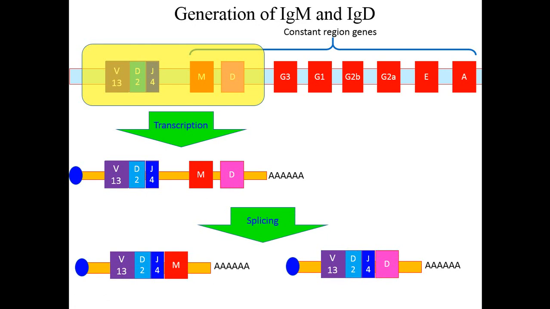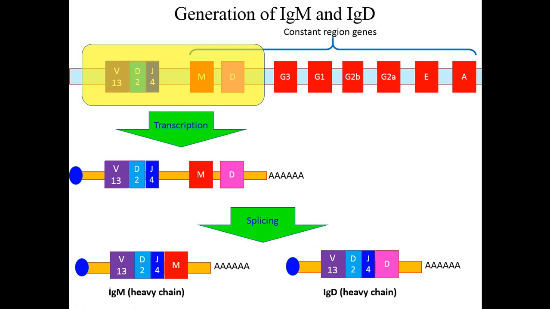So in one form, the VDJ comes next to the M, and in the other transcript variant, VDJ comes next to D. And this one produces the IgM molecule, and this one produces the IgD molecule. Two different antibodies with two different classes, but the variable parts of those antibodies are the same. So this is the beginning of generation of antibody molecules. And this happens in the bone marrow.